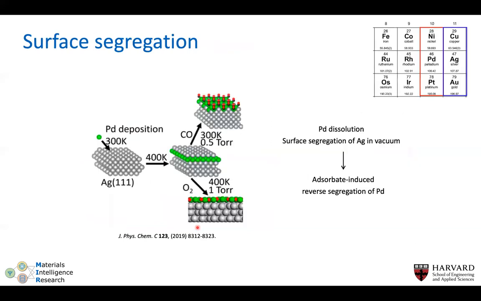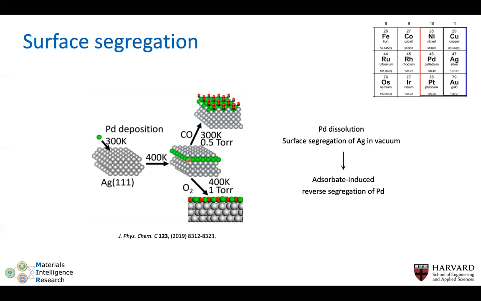These bimetallic systems are not as simple as one may initially imagine, however. So using palladium deposited on silver as an example, after deposition at room temperature, we anneal the system at moderate temperature, like 400 Kelvin. And then what happens is palladium dissolves into silver for chemical reasons. Palladium has higher surface energy than silver, so silver preferentially segregates to the surface. This defeats the purpose, however, because we need palladium to be on the surface to do catalysis.